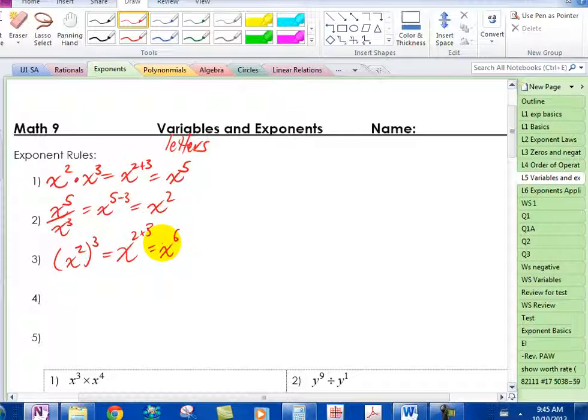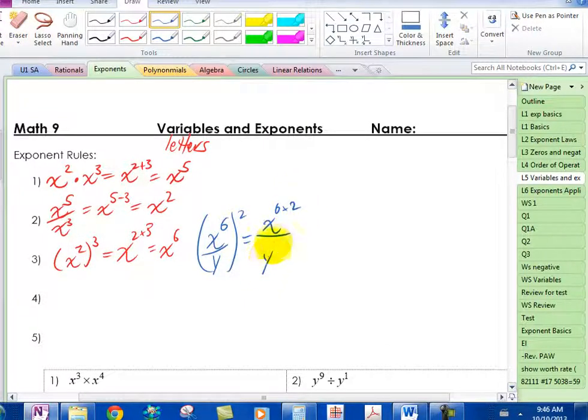So you're going to get x^6. Now, an extension of that, which sometimes you guys screw up on: x^6 over y, all to the power of 2. You multiply the top, 6 times 2, and don't forget the bottom as well, 1 times 2. A lot of you sometimes forget about that 1 exponent on the y. So you should get x^12 over y^2. So watch out for fractions.